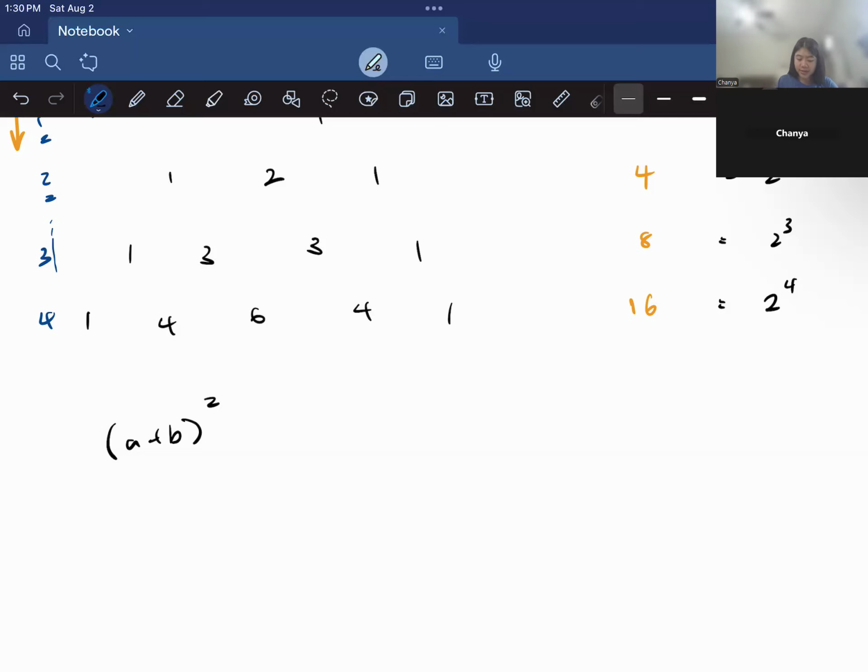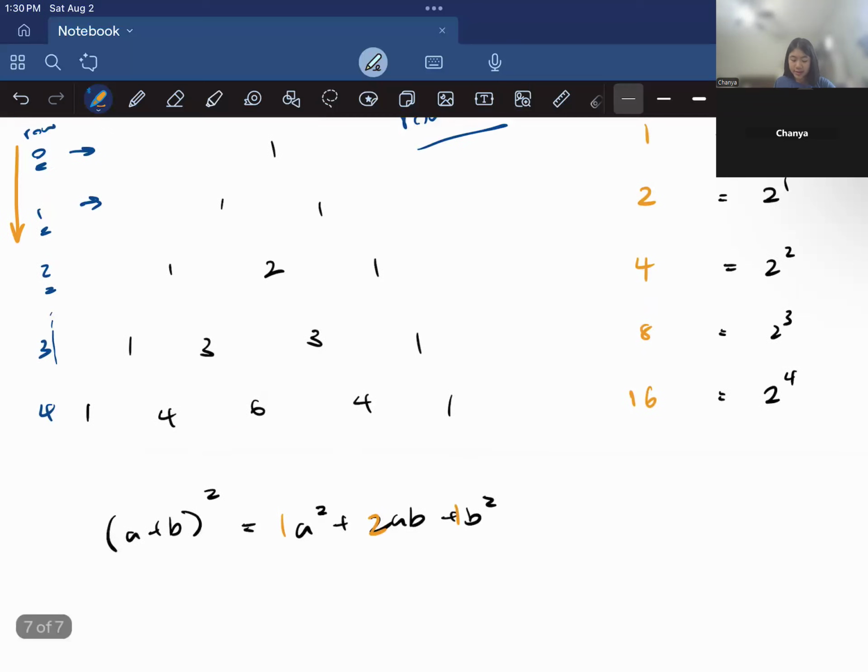But if you have a plus b squared, this is equal to a squared plus 2ab plus b squared, right? Now let us notice the coefficients here. This is 1a squared plus 2ab plus 1b squared. And as you notice, this exactly corresponds to row 2 of Pascal's triangle, 1, 2, and 1.